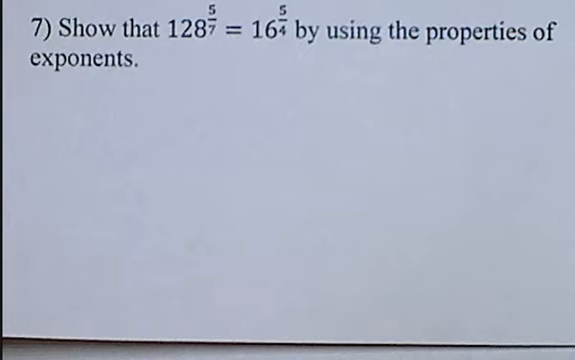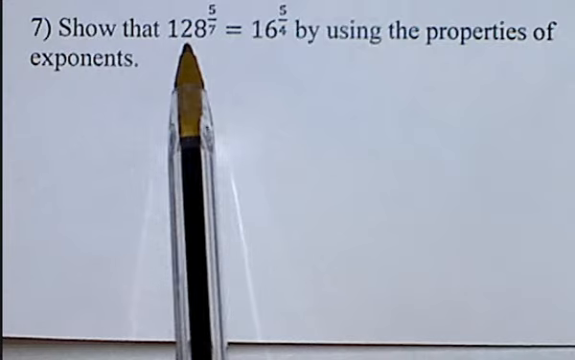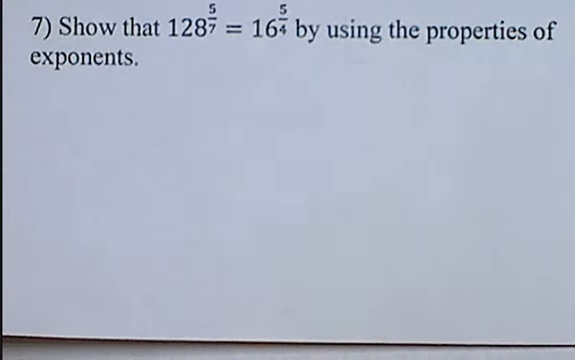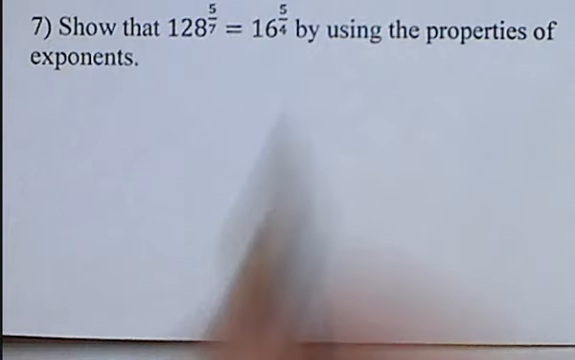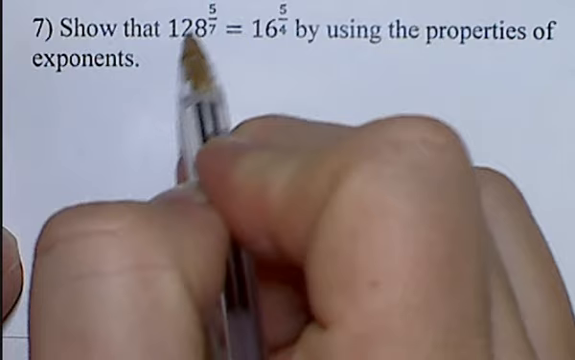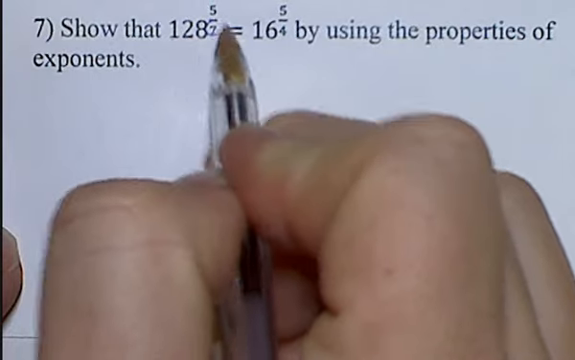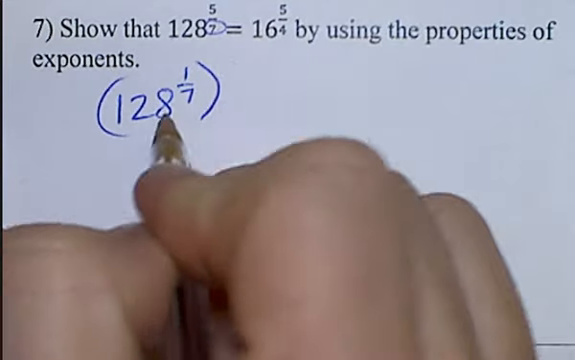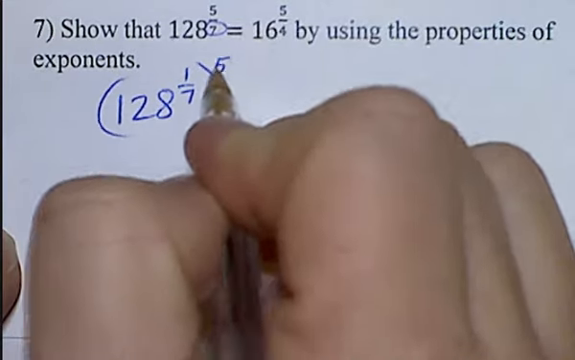In number 7 and number 8, they asked us to show that the left side of an equation is equal to the right side by using properties of exponents. So we're going to break this down. I'm going to start by taking 1/28 and raising it to the 1/7. Once I get that answer, then I'll raise it to the 5th power.